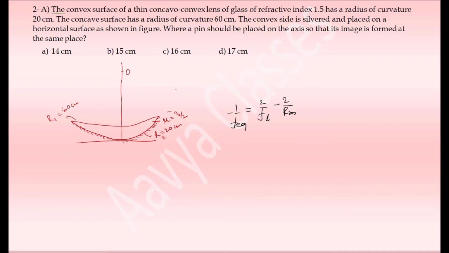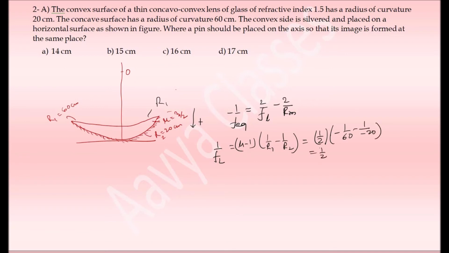Now you just put in the values. First calculate the focal length of the concavo-convex lens using the lens maker's formula: 1 by FL is equal to mu minus 1 into 1 by R1 minus 1 by R2. The direction of the incident light ray is taken to be positive, so this direction will be positive, and accordingly R1 and R2 both come with a negative sign. So this is our R1, this is our R2. Clearly mu is equal to 3 by 2, so 1 by FL is 1 by 2 into 1 by minus 60 minus 1 by minus 20.